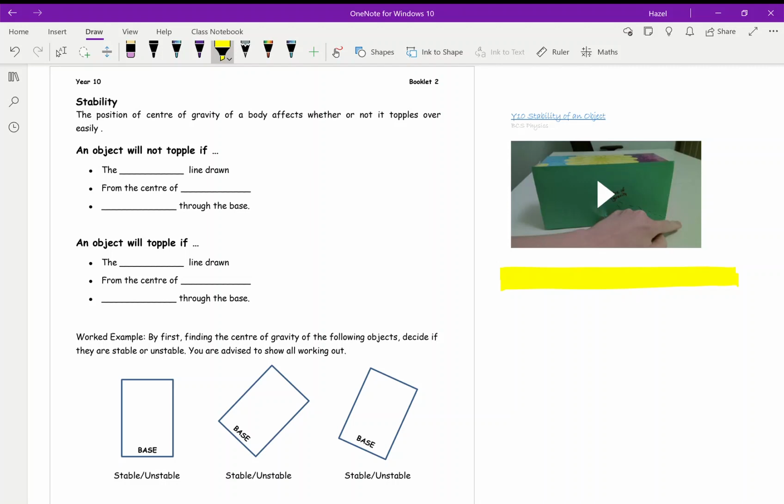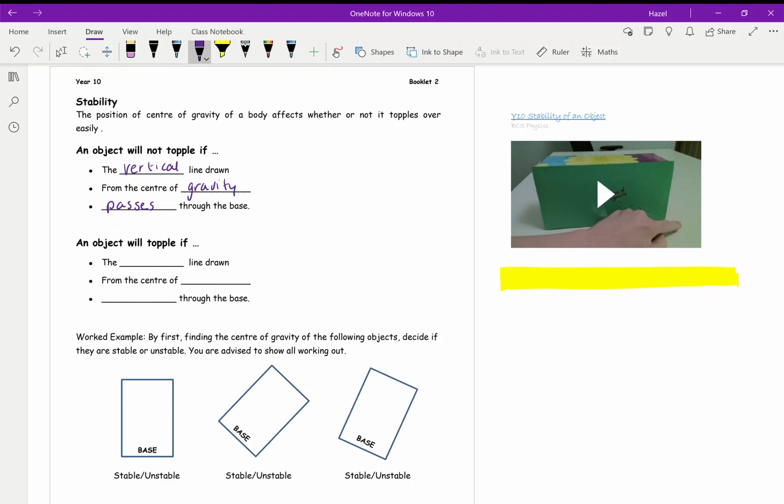Stability has to do with the position of the centre of gravity, and a stable object is one that will not topple easily, and an unstable object is one that will topple easily. If we look at our notes here, an object will not topple if the vertical line drawn from the centre of gravity passes through the base. Sometimes that's expressed as the line of action of the centre of gravity passes through the base.